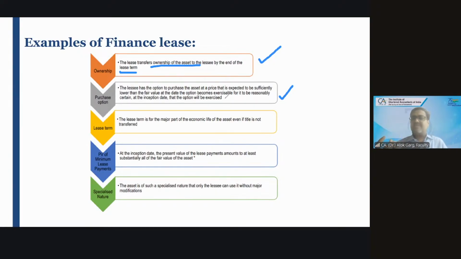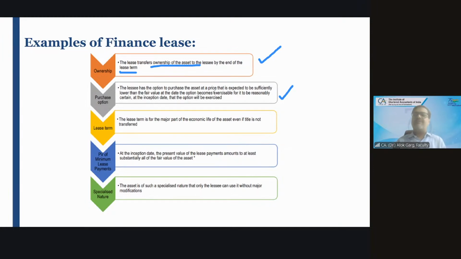Your exercise price is a nominal price. I will give you an example of a car. Let's say the lease contract is for 7 years and the life of the diesel car is 10 years. The current value of the car, the new value, is 10 lakh rupees. After 7 years, the lessor has given a purchase option to the lessee, and the purchase price, which is also fixed in the contract, is 1 lakh rupees.